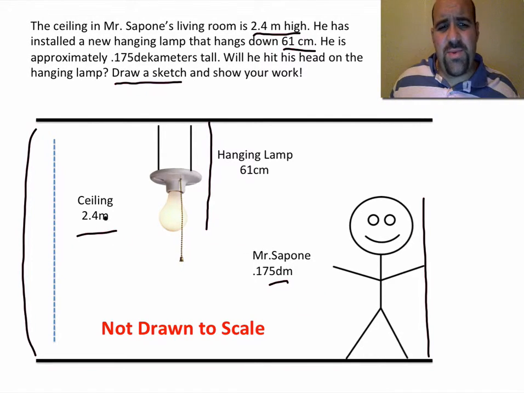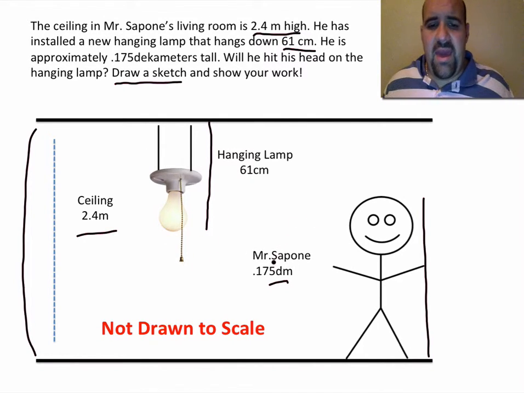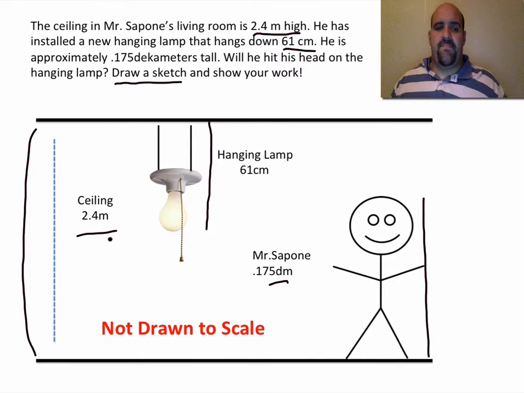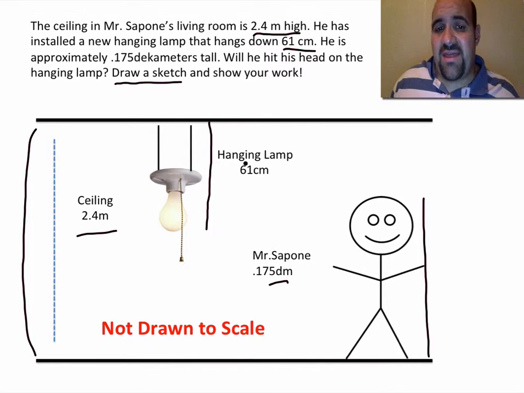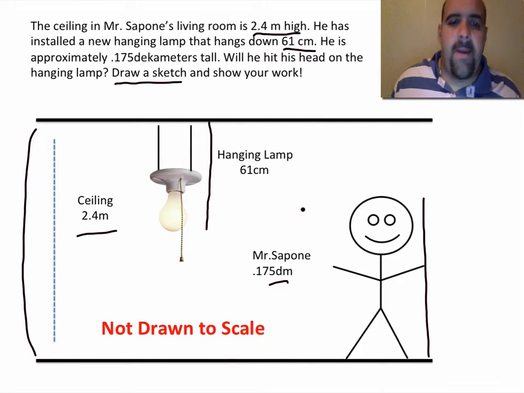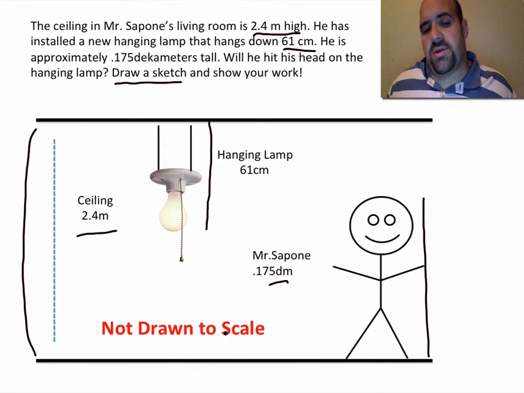So what we've got to do is convert all three of these to the same unit, and figure out if the height of Mr. Sapone and the height of the lamp is equal to or greater than the height of the ceiling. So if my height and the length of the lamp that's hanging are greater than the total length of the room, I should bump my head. This is not drawn to scale.